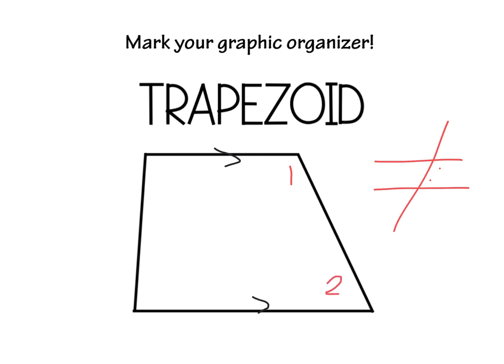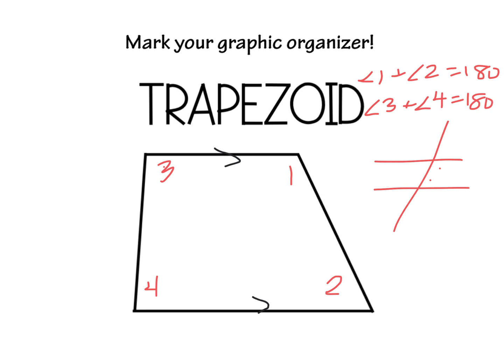So for instance, angles 1 and 2 here would be supplementary. Angles 3 and 4 would be supplementary. Okay, so angle 1 plus angle 2 would equal 180. Same thing with angles 3 and 4. And that's really all that you need to know about trapezoids at this point.